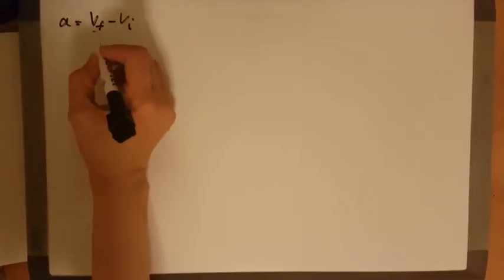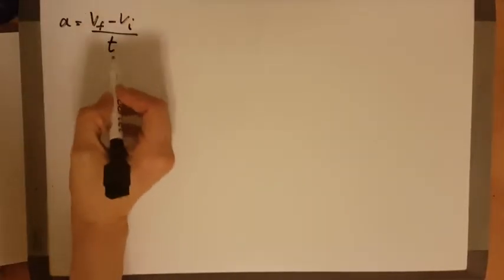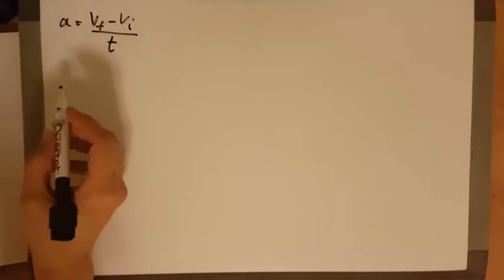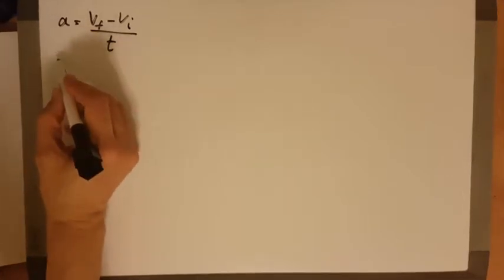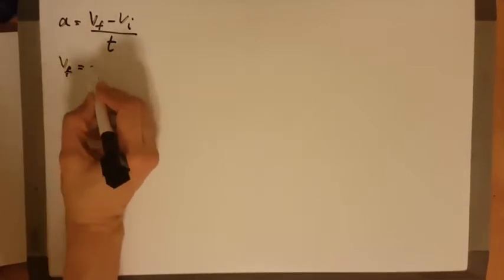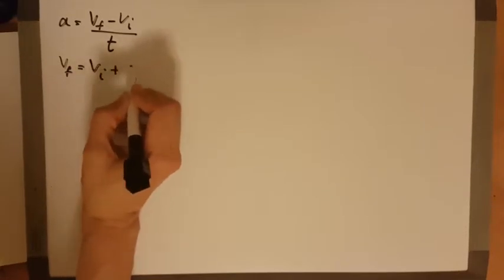Okay, now let's review the formulas that we have learned for kinematics. Of course, the first formula we learned was the definition of acceleration, the change in velocity over time, or the change in velocity in a unit of time. And then v final, which equals v initial.